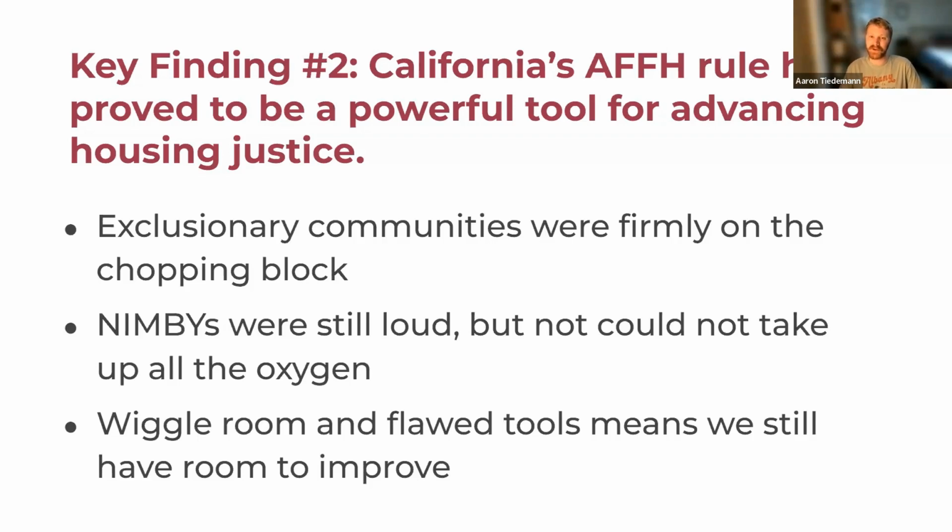So there was still a lot of wiggle room about how it was implemented, and it made it so that housing justice had to be some of the focus, but it didn't always make it be the core, which it could be. It also had flawed tools. The best example of this is opportunity maps.